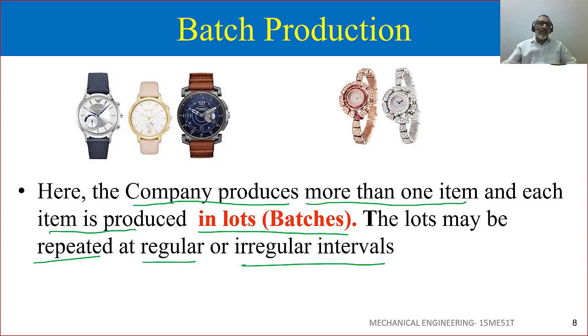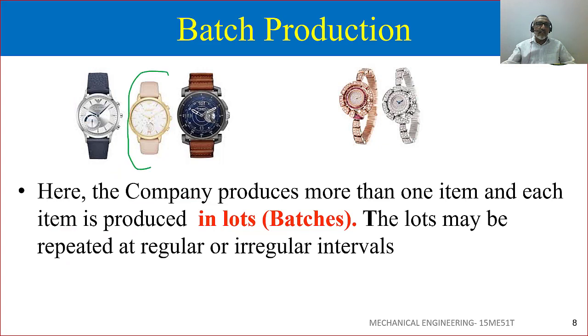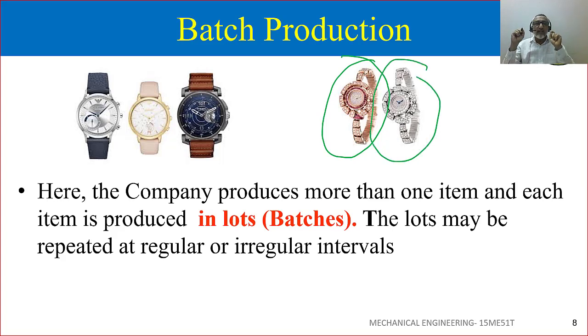That means the company will produce this watch in a particular lot, say 5,000 or 10,000 watches. Then it will stop the production of this item and go for the next item. It will produce this in another batch, say 4,000 or 5,000. It will stop producing that and go for producing this watch. And later it may produce these types of watches. So each watch is produced in a certain quantity, and this quantity is known as the batch, and this production is known as batch production.